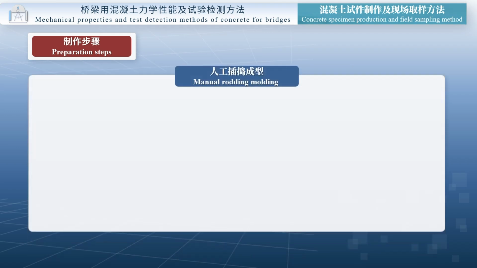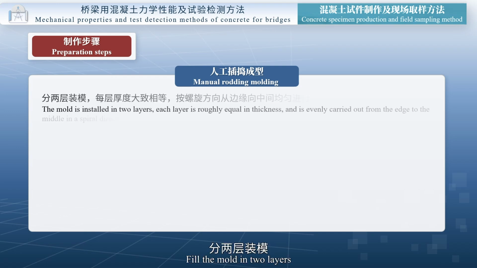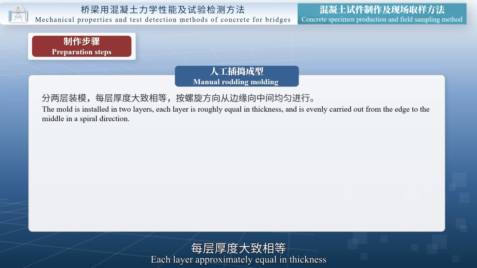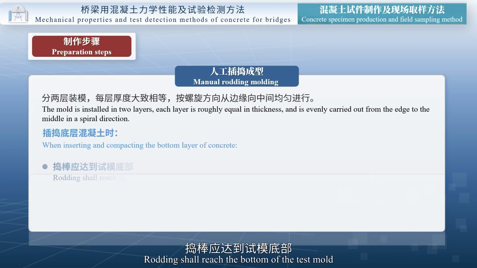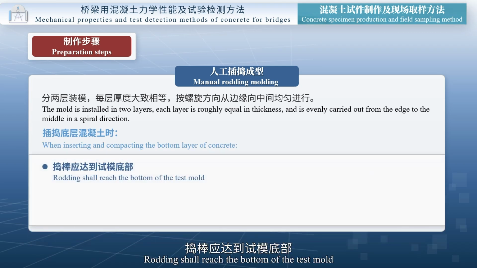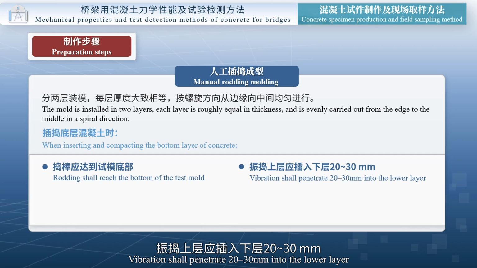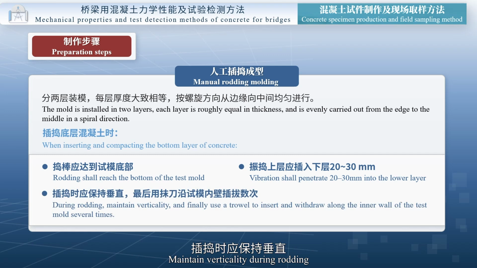Step 3. Manual rodding molding. Fill the mold in 2 layers, each layer approximately equal in thickness. Rod along the spiral direction from the edge toward the middle, uniformly. Rod the bottom layer of concrete first; rodding shall reach the bottom of the test mold. When rodding the upper layer, the rod shall penetrate 20-30 mm into the lower layer. Maintain verticality during rodding. Finally, use a trowel along the inner wall of the test mold, inserting and pulling out several times.